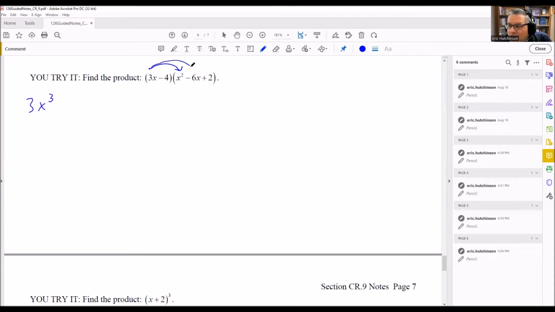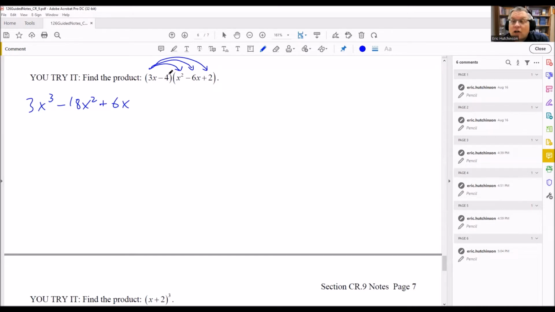Now we're going to take 3x times negative 6x. So you have 3 times negative 6 is negative 18, and then you have x and x, which is going to be x squared. Now you're going to do 3x times 2. 3x times 2 is a positive 6x. So now we've done 3x times everything inside the parentheses.